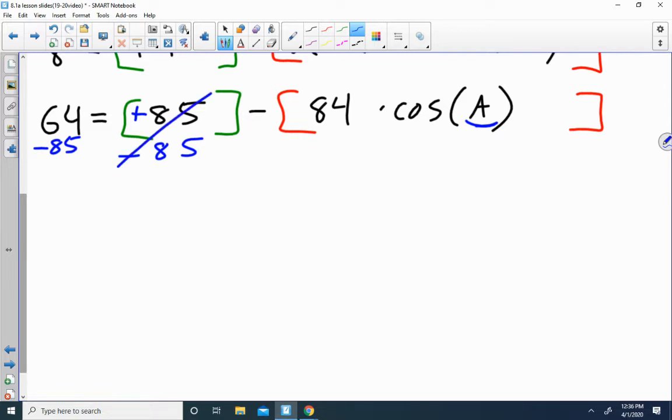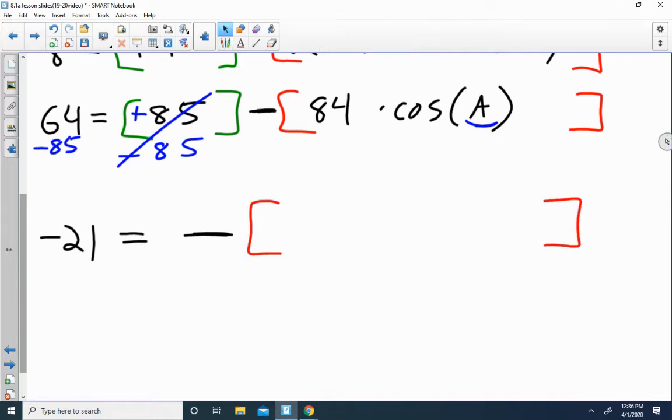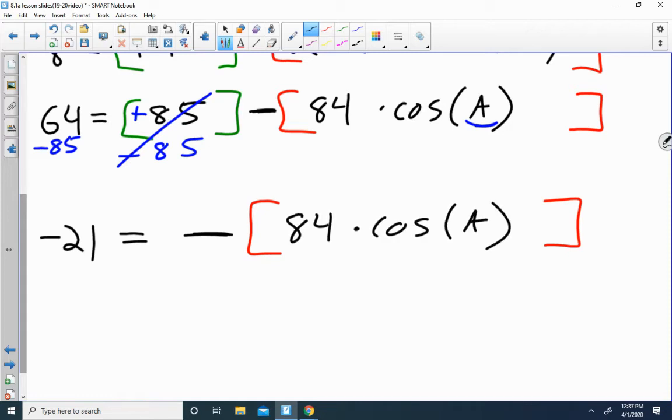So let's go ahead and do that. Subtract 85 from both sides, and you're going to do 64 minus 85. And that's going to give you negative 21 on the left side of the equation. On the right side of the equation, we still have that minus in front of the red bracket. So let's keep that minus there. And then you got everything in red right here. So everything in red, 84 times cosine of big A. And remember, our objective is to get the A by itself. All right, we're off to a good start.